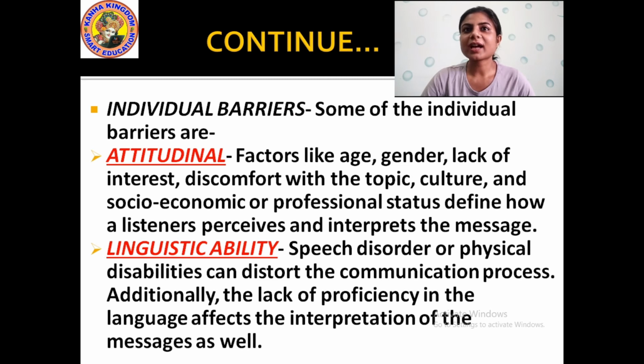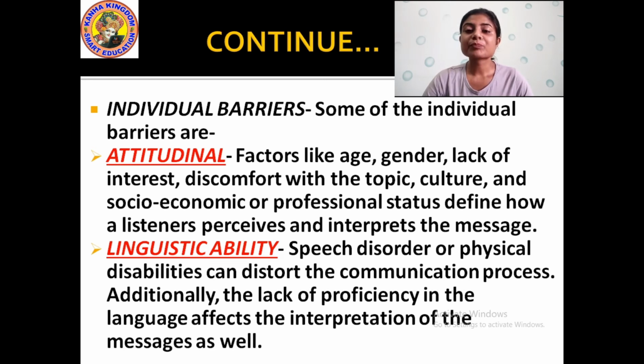And now students comes the individual barrier. Individual means which is related to a particular person or a particular mode of communication. Some of the individual barriers are attitudinal. The first one is attitudinal barrier. Now what is this attitudinal barrier? It is related to factors like age, gender, lack of interest, discomfort with the topic, culture, and socio-economic or professional status, which define how a listener perceives and interprets the message.